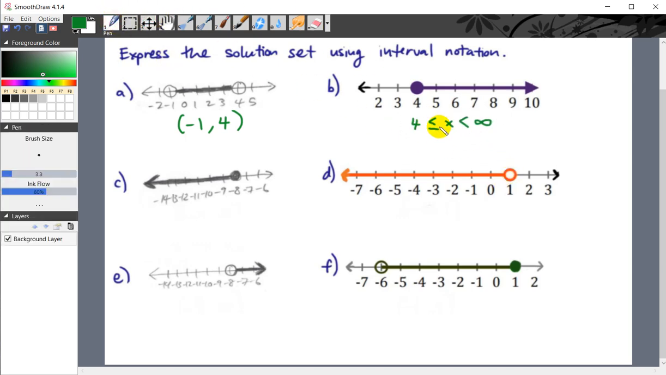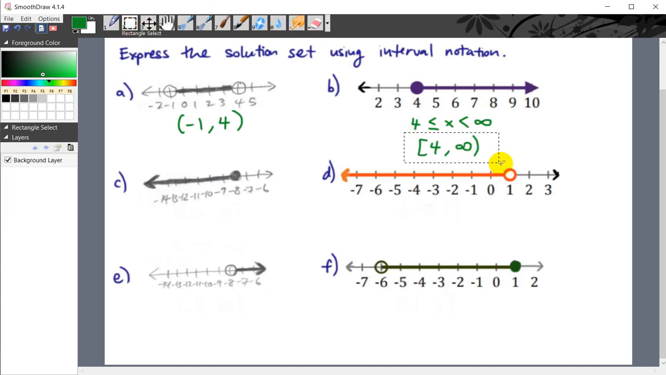And then what we can do is convert this into interval notation. So closed dot, again, we use a square bracket. And since it's going off to positive infinity, we need to put parentheses wherever we use an infinity or negative infinity. Okay, so that's how you would use the interval notation for that.